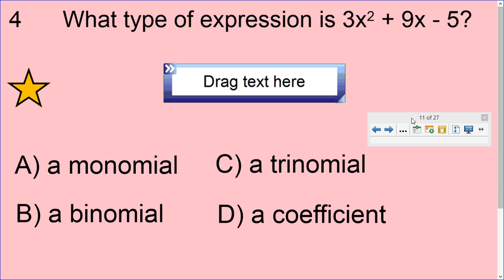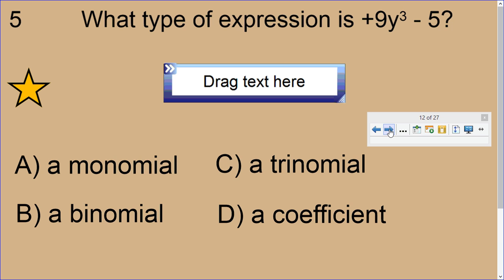Well, here's a little quiz. What type of expression is 3x squared plus 9x minus 5? Is it A, a monomial, B, a binomial, C, a trinomial, or D, a coefficient? Well, let's look at it. It has the 3x squared, it has the plus 9x, and it has a minus 5. So there are three individual terms. And if you remember, 3 is like a triangle has three sides, or a tricycle has three wheels. A trinomial has three unlike terms. So if you pick C, you are correct.